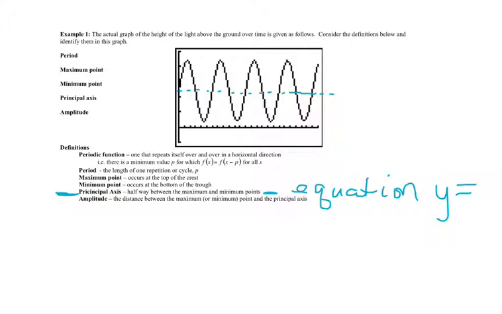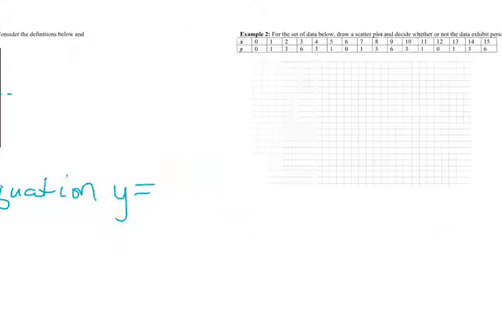Amplitude, distance between maximum or minimum and the principal axis. So I'll label this in green. Amplitude is this distance from maximum to the principal axis, or this distance, either one. So distance between max or min and principal axis. So figure out what each of those are based on the original Ferris wheel data you were given. And then for question 2, think about this data, plot it, sketch it, draw a scatter plot, and determine whether or not it's periodic.